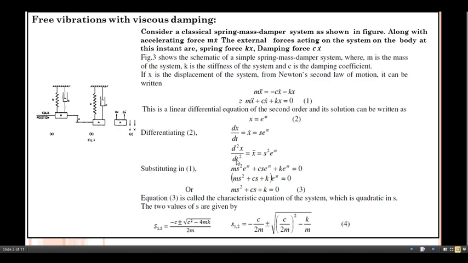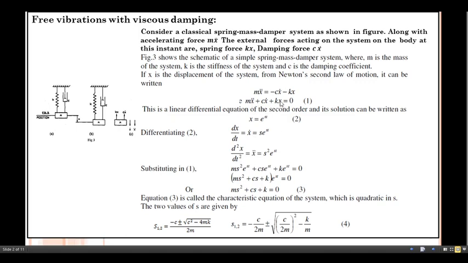So d2x by dt square, which is x double dot, equals: s remains constant as it is, the derivative of e raised to st with respect to time t is e raised to st, and the derivative of st is s. So s multiplied by s gives s square into e raised to st. Now substitute the values of x single dot and x double dot in equation number 1.